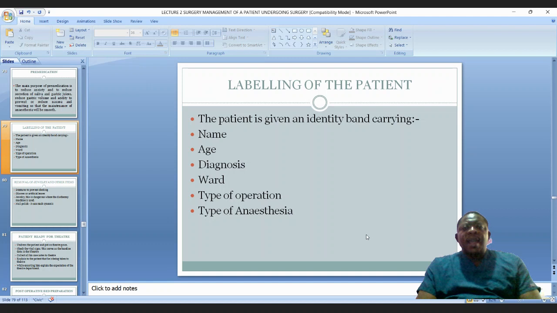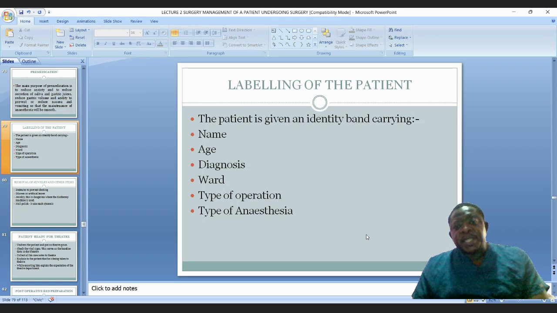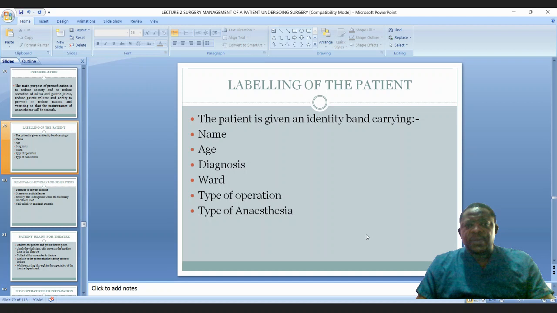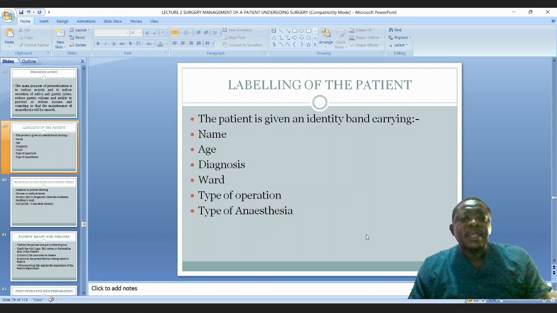Then labeling of the patient or identity band. The patient is given an identity band which carries the name, age, diagnosis, ward, type of operation, and type of anesthesia. This is to prevent surgical error, and some drugs depend on the weight for calculation. So that is why it is important to have the identity band, the name, age, and the diagnosis.